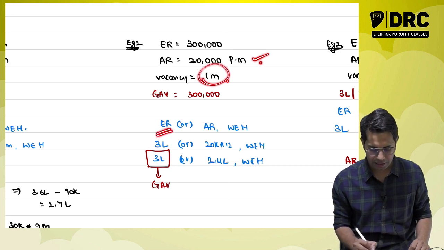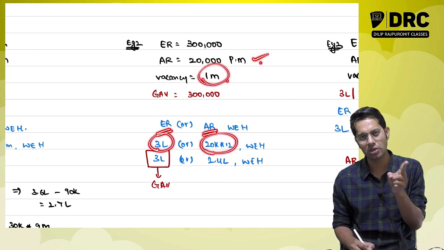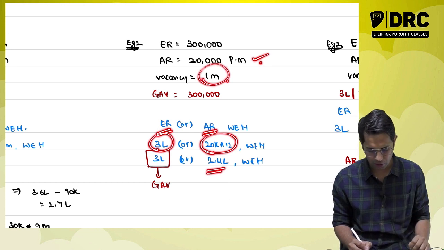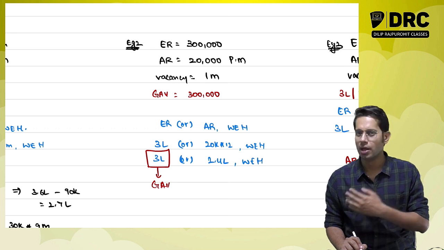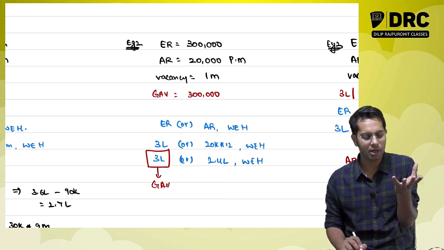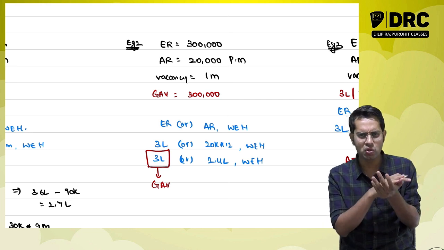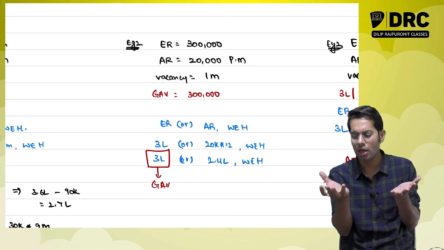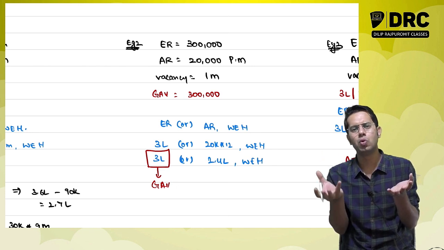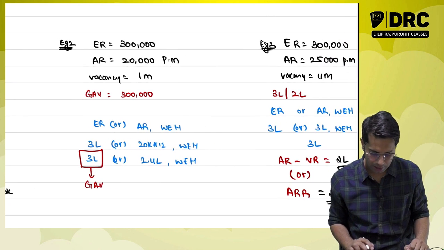Sir, again compare expected rent with actual rent as if there is no vacancy. 3 lakh rupees is required to be compared with 20,000 rupees per month into 12 months. You will get how much, sir? 2,40,000. Now compare both of them. Who is higher? Your expected rent is higher. Because 3 lakh is more than 2,40,000, your 3 lakh will become your gross annual value.